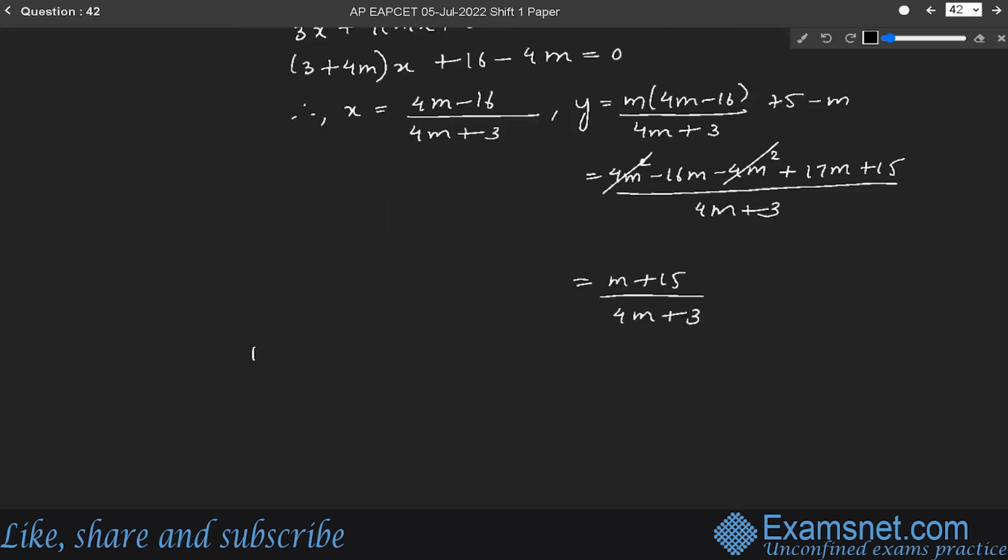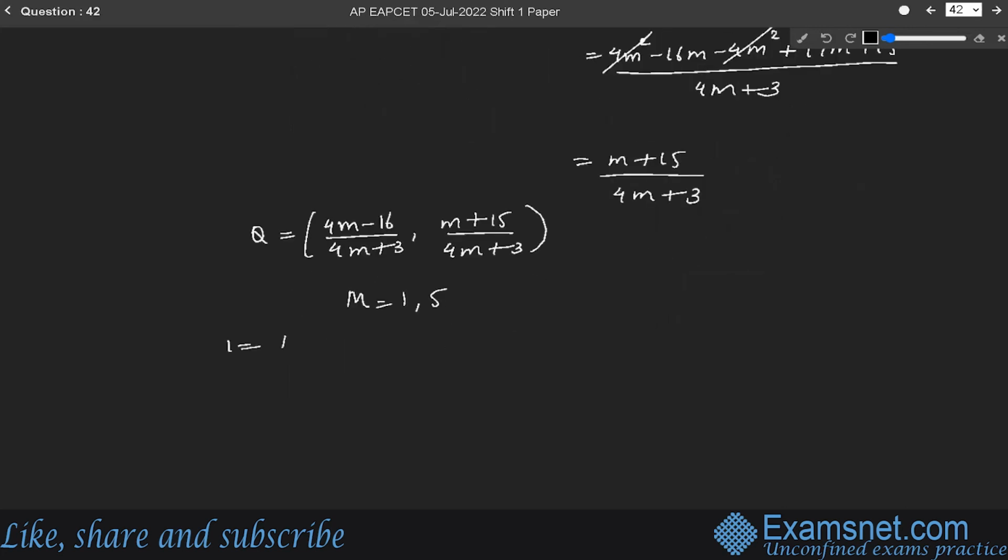Therefore, we can say that Q will be equal to (4m minus 16) upon (4m plus 3) and (m plus 15) upon (4m plus 3). Now we have the value for P and Q. We know that M is the midpoint of PQ, and since M is equal to (1, 5), therefore, since M is the midpoint of PQ, we have 1 is equal to 1 by 2 into [(9 minus m) divided by (5 minus m) plus (4m minus 16) divided by (4m plus 3)]. Let this be equation number 2.